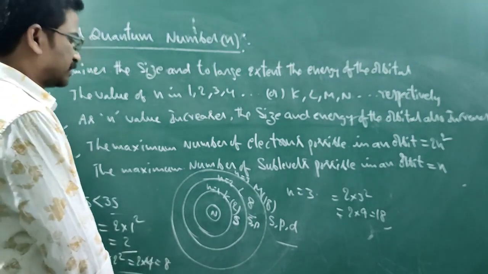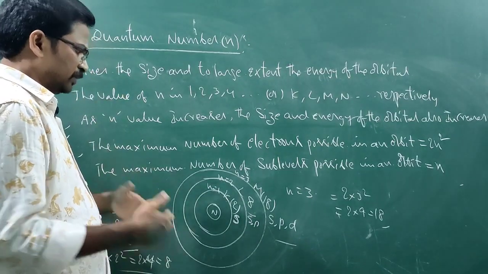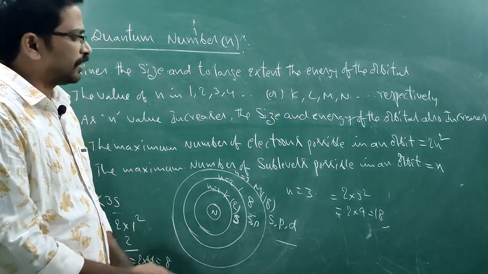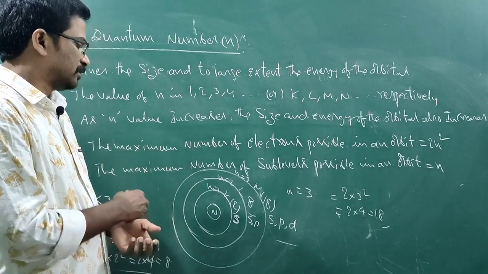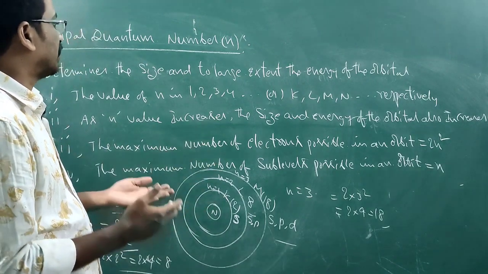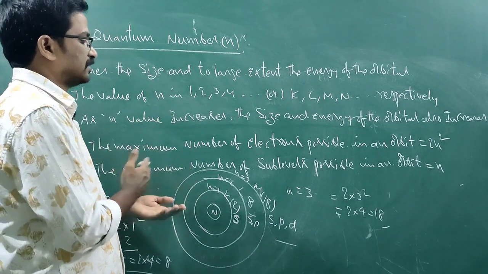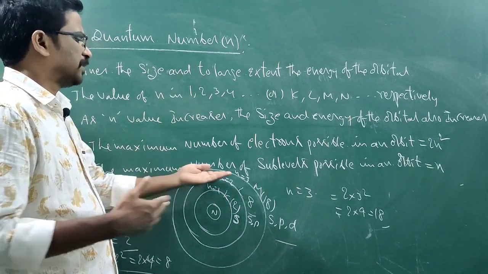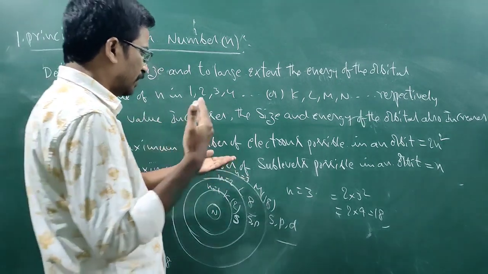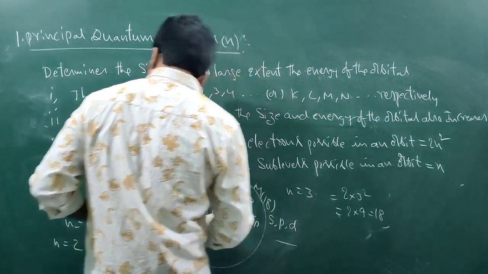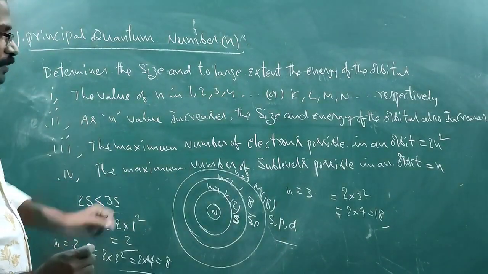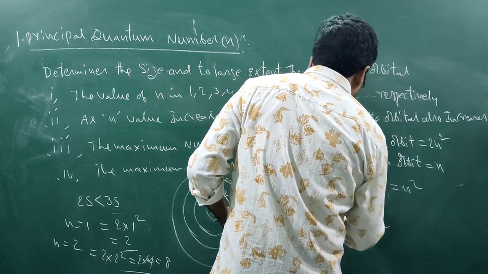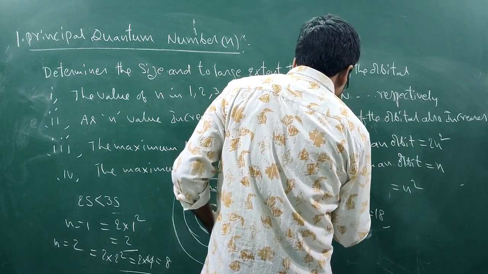Okay, next, the number of orbitals. The maximum number of orbitals possible in a shell is n square.